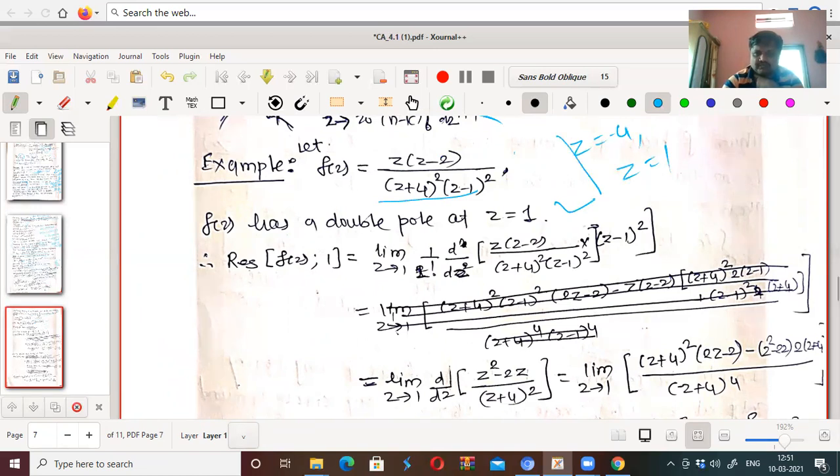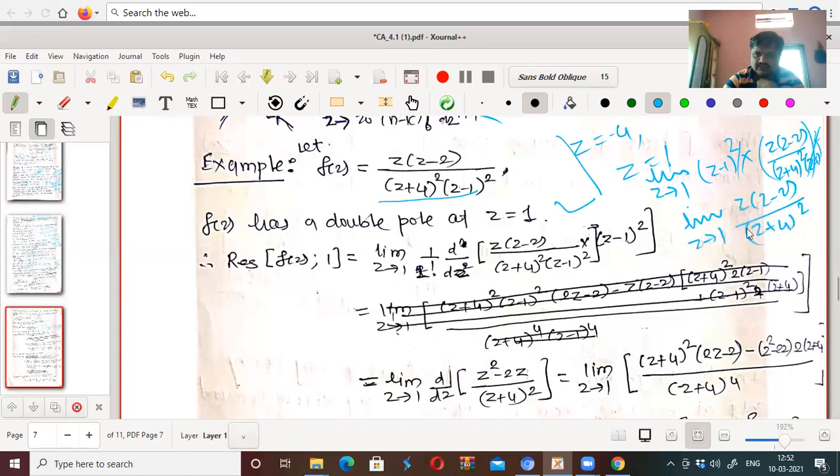Why is it a pole of order 2 at z equal to 1? Because if I take the limit as z tends to 1 of z minus 1 square into this function, z into z minus 2 upon z plus 4 whole square into z minus 1 whole square, this will be cancelled. We get only the limit as z tends to 1 of z into z minus 2 divided by z plus 4 whole square. So what is its limit? 1 into minus 1, that is minus 1 upon 1 plus 4, 5 square, 25, which is existent and non-zero. Therefore, this function f of z has a pole of order 2 at z equal to 1.